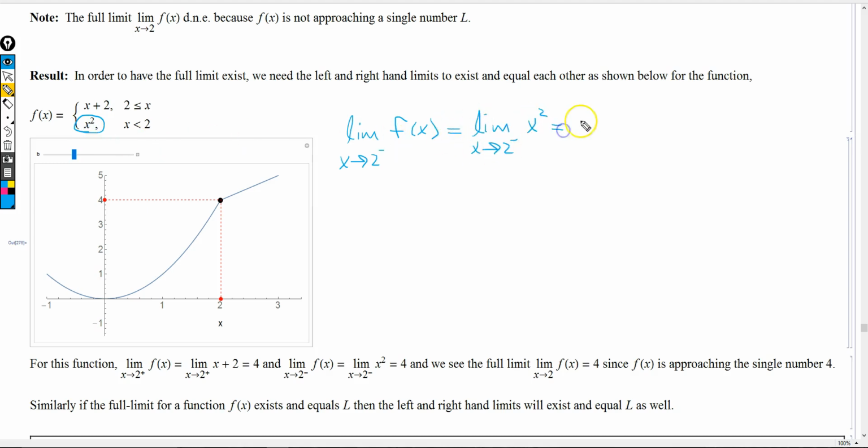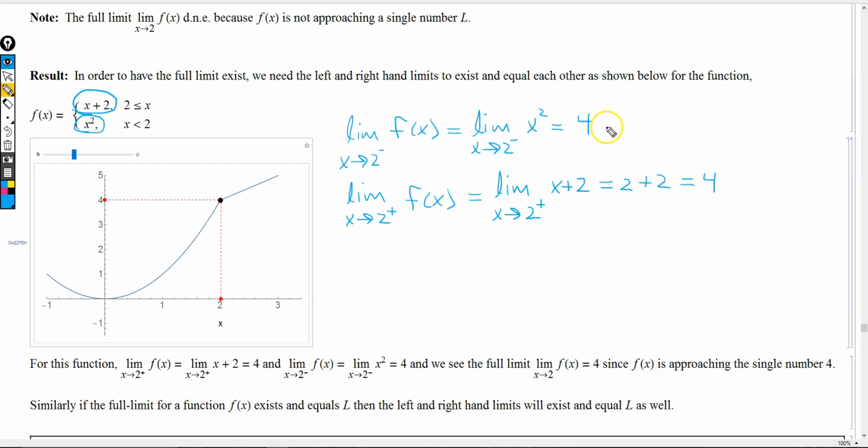And notice that that is 4. I can just plug the 2 in for the x now. And the right-hand limit, alright, now when x is larger than 2, we have to use this piece. So I put that in. Now I can just plug the 2 in here for x. We get 2 plus 2, which is 4.